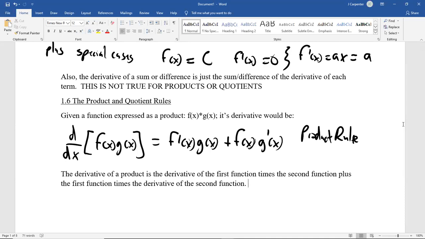So this is a little bit more than just the power rule, and most of the time these f's and g's are going to be polynomials, so when you actually go to do this f prime of x and g prime of x, you'll be doing the power rule to get those.